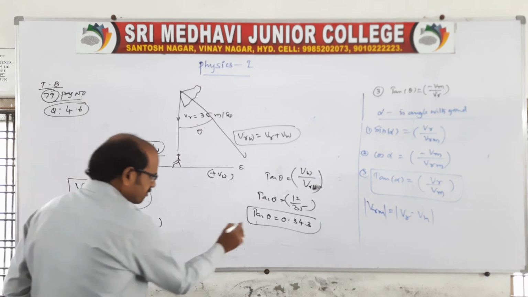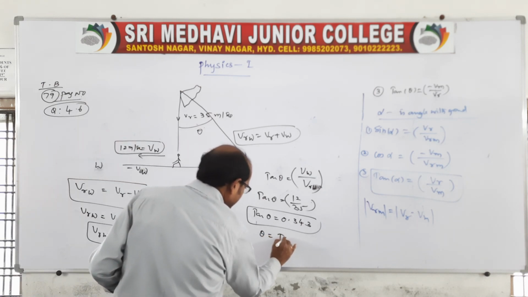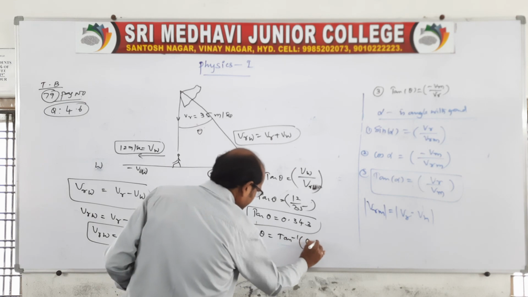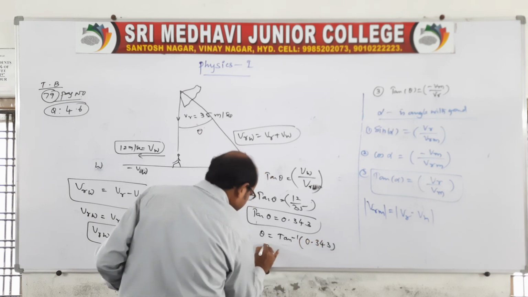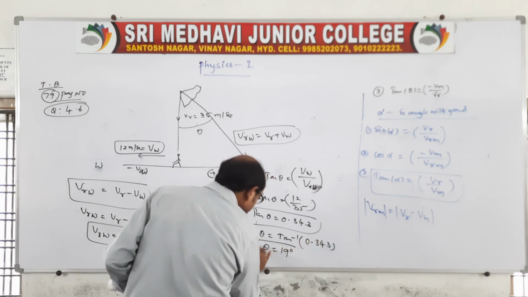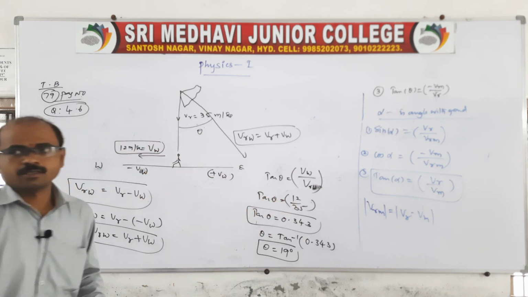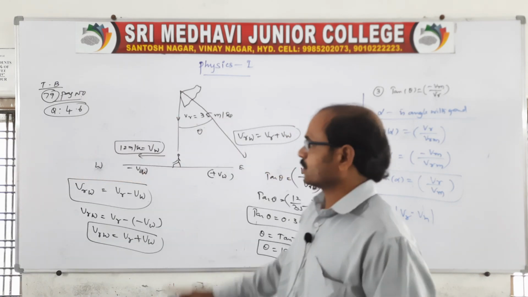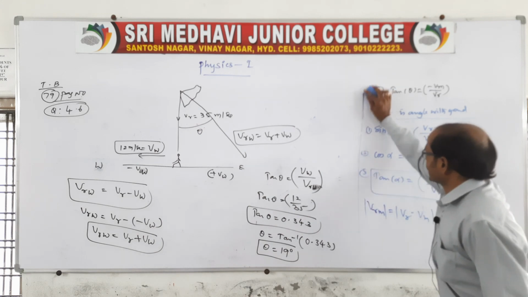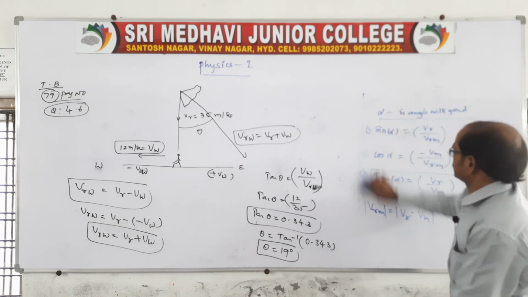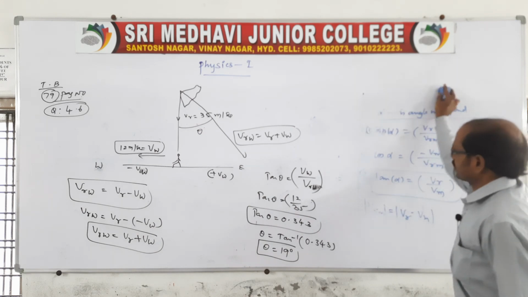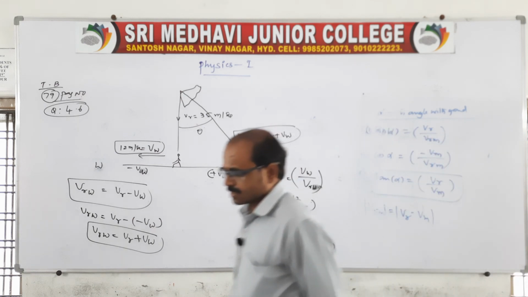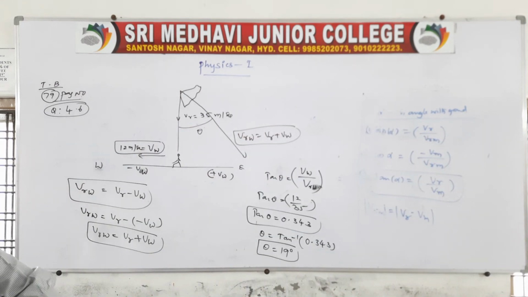Then the angle theta is equal to tan inverse of 0.343, which is 19 degrees. Her umbrella should be held at an angle of 19 degrees to protect herself from the rain. This is the question related to Telugu Academy from our IPE, right? So these are the rain related problems, and we'll see more in the next class.